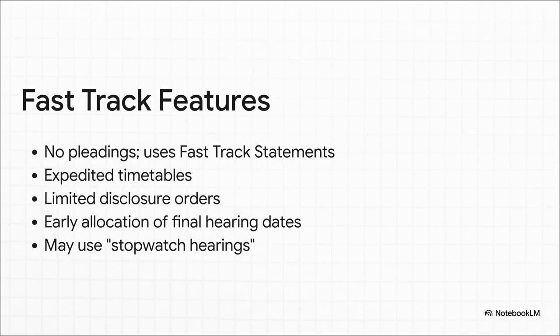So how does the fast track get its speed? It's all in the features. You don't have traditional pleadings, you use concise fast track statements instead. The timetables are, let's say, aggressive. Disclosure is ruthlessly limited to only what's absolutely necessary. And the court locks in final hearing dates super early. They might even use stopwatch hearings to keep everyone on a very tight leash.